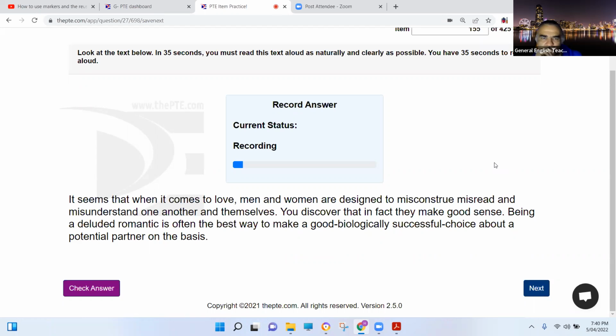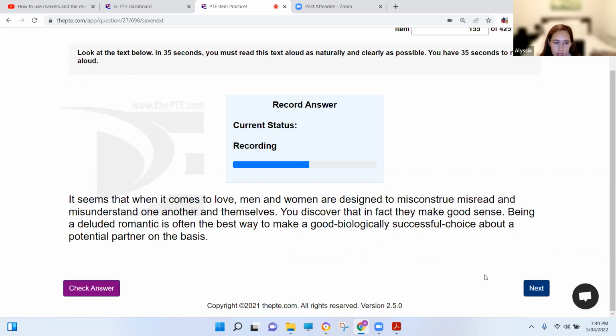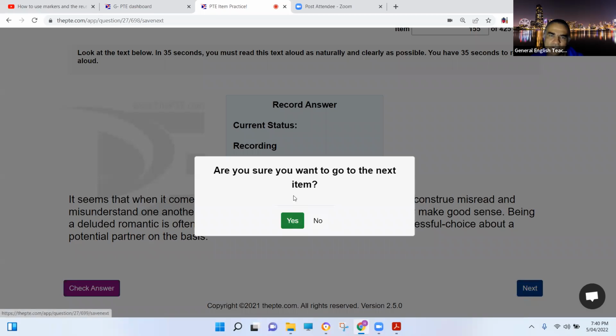It seems that when it comes to plan and movement are designed to misunderstand one another and themselves, you discover that in fact you make cover the aspect and expression in a romantic diplomatic is often the best way to make a biologically successful choice about a potential partner on the basis. Very good. And see, we all finished it, but your time is registered when you press yes.